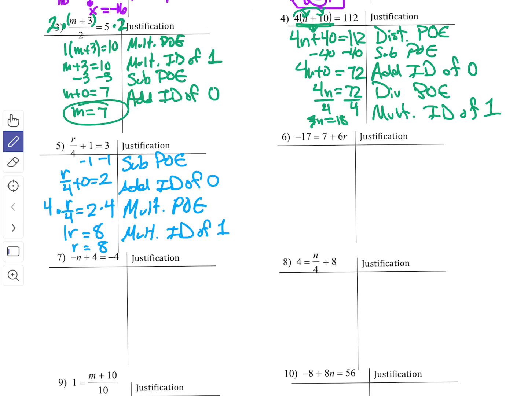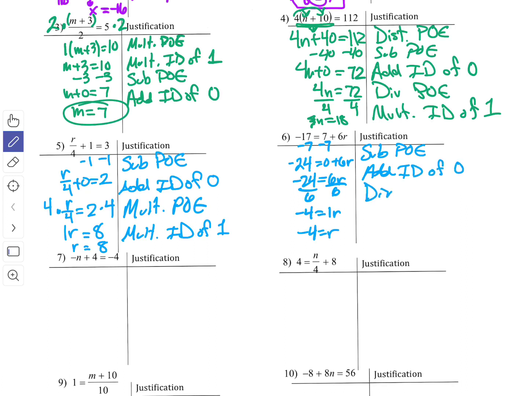Okay, so we're just doing the same type of stuff. Positive 7, so I subtract 7 from both sides. Now negative 17 minus 7 gives us negative 24 equals 0 plus 6R. Drop the 0. 6R equals negative 24. Divide by 6. And we get negative 4 equals 1R. Negative 4 equals R. So we use the subtraction property of equality, then the additive identity of 0, then the division property of equality, and finally the multiplicative identity of 1.